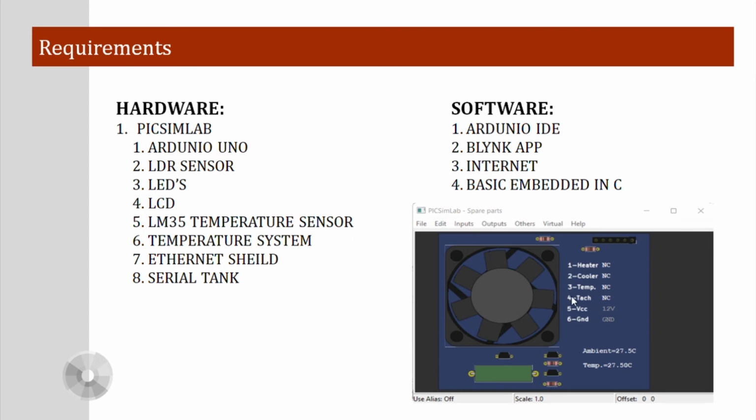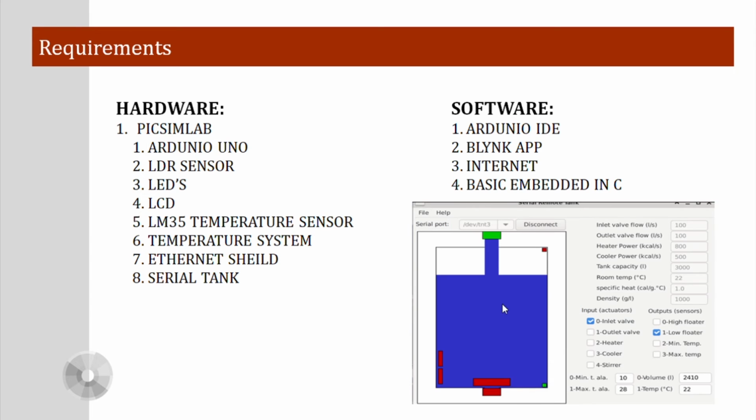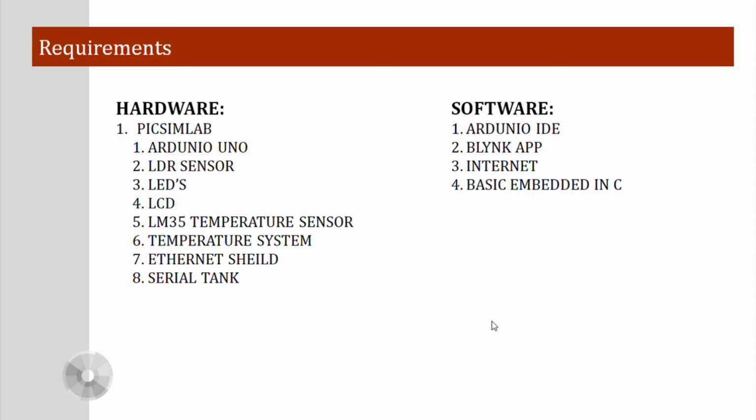and this is the cooler system, and this is the Ethernet. The purpose of the Ethernet is to connect the Arduino and the mobile phone through the same internet. And this is the serial water tank, which will act as a water tank in our project.